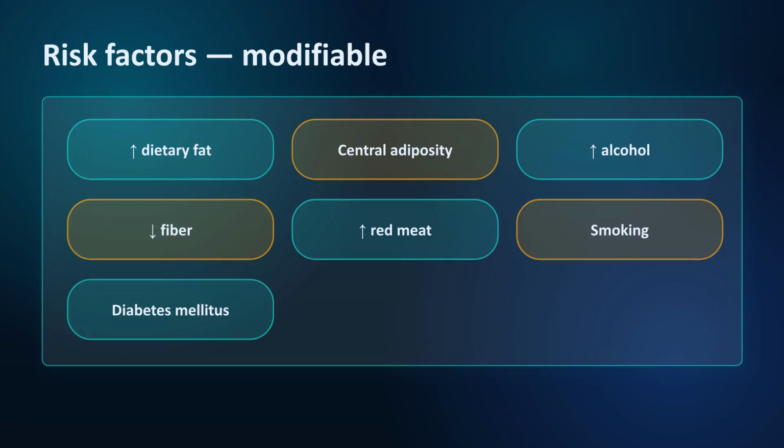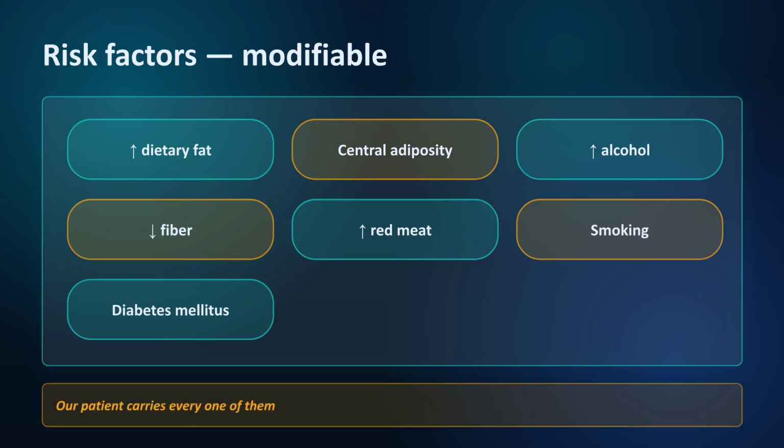Run that list against our patient. He is a former smoker. He is centrally obese. He drinks regularly. He is diabetic. And he eats red meat with very little fiber. He carries every item on this slide.